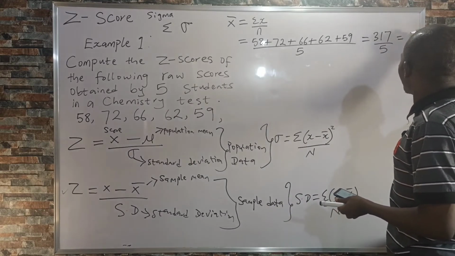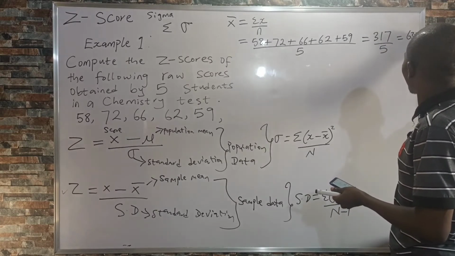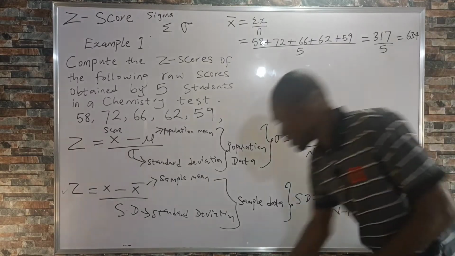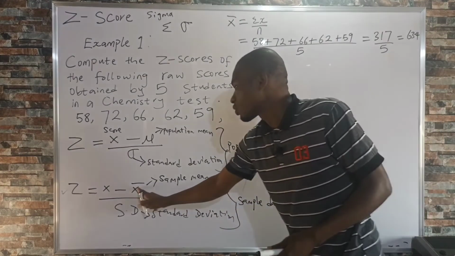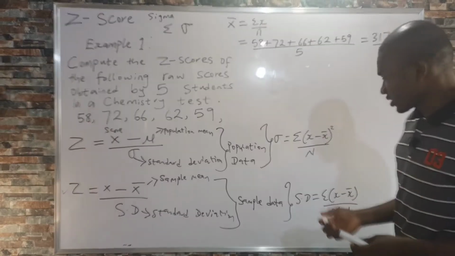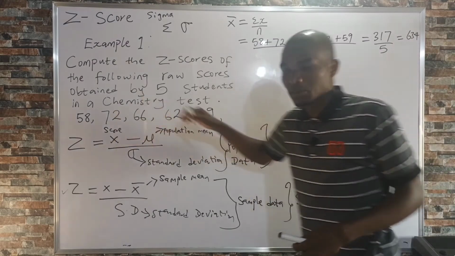So our mean, which is our x-bar, is 63.4. So this is actually our mean value. Alright, since we found our mean, let's go ahead and find our standard deviation. And remember the formula for standard deviation for sample data, because I'm considering this set of data as sample data.